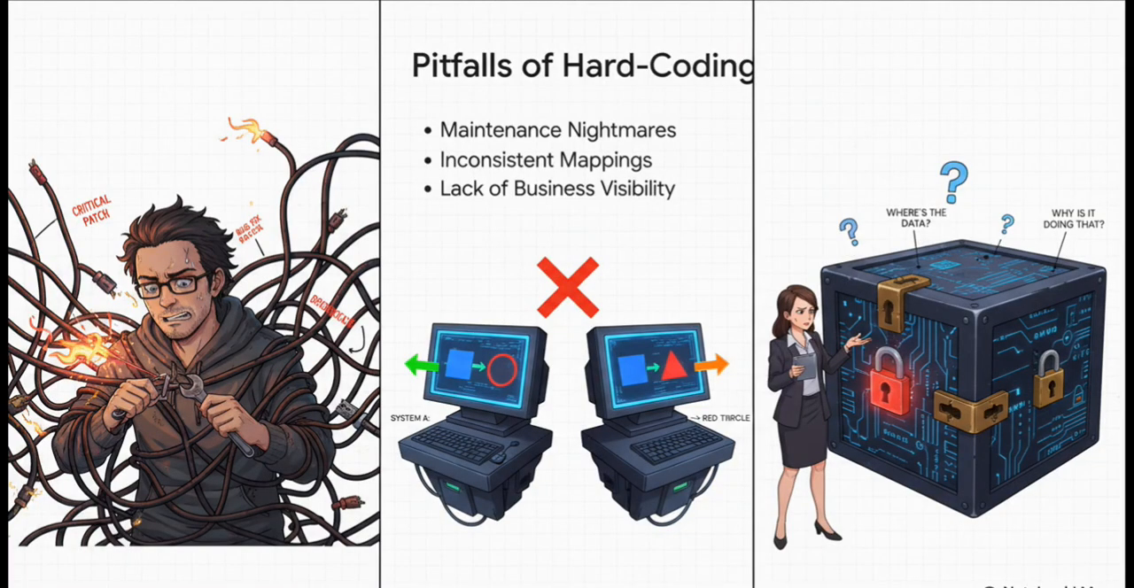This whole hard coding approach really creates three massive pitfalls. First off, it's an absolute maintenance nightmare. Every tiny little change you make creates a risk of breaking something else. Second, you end up with inconsistent mappings all over the place. You'll have different systems translating the exact same idea in totally different ways. And maybe worst of all, the logic is locked away in this black box, completely hidden from the business experts who actually own those rules.